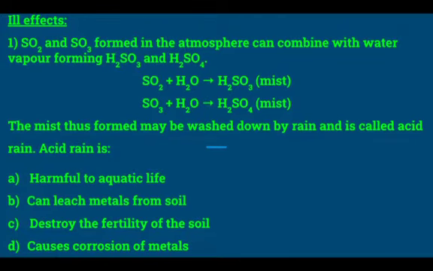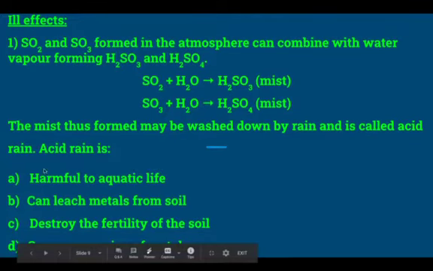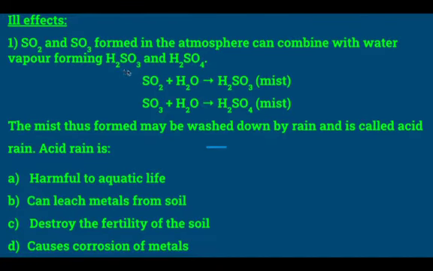Now, ill effects. Sulphur dioxide as well as sulphur trioxide present in the atmosphere can combine with water vapor forming sulfurous acid, that is H2SO3, and sulfuric acid, that is H2SO4. So sulphur dioxide reacts with water vapor forming sulfurous acid, whereas sulphur trioxide reacts with water vapor forming sulfuric acid. The mist thus formed may be washed down by rain and it is called acid rain.